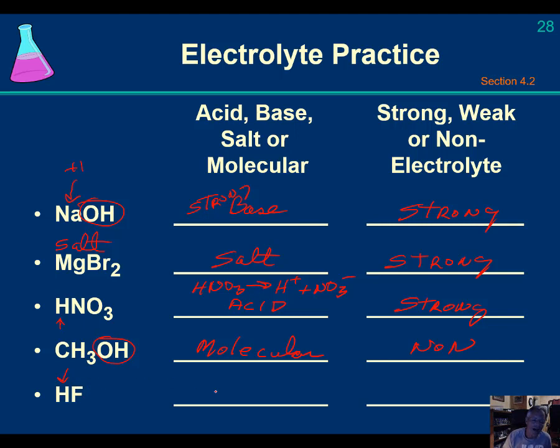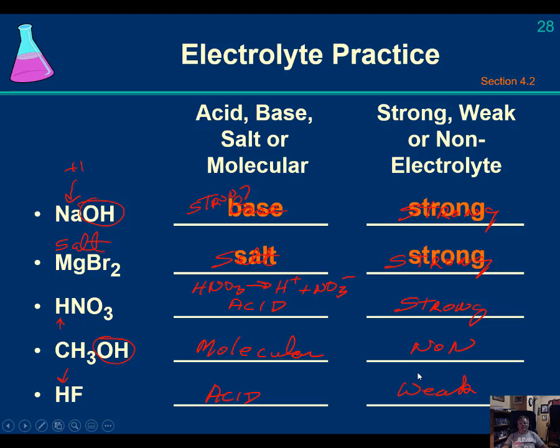This is HF. You see the hydrogen out there. That tells you that it's an acid, pretty reliable, but it's not one of your seven strong acids, so that means it only partially ionizes in solution, which means that it's a weak electrolyte. Okay? So I've got the answers in there for you. And so there you go.